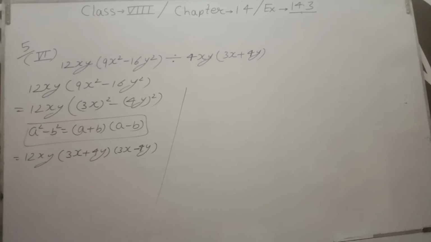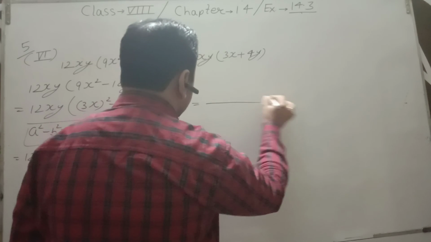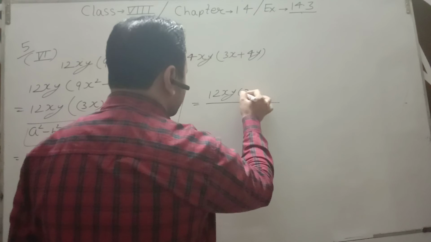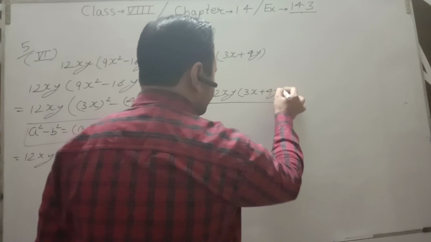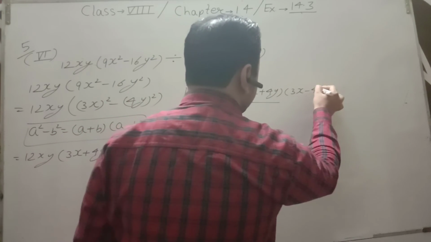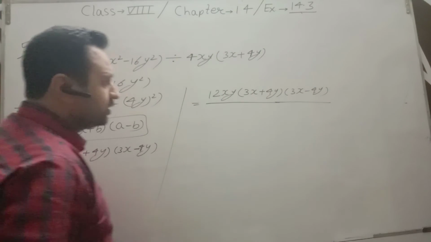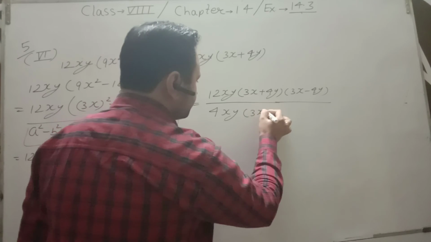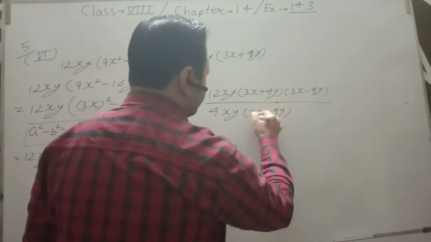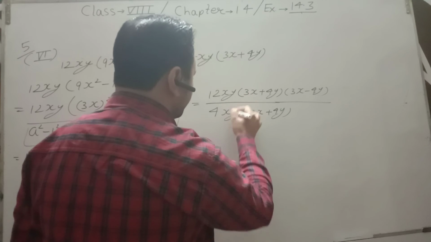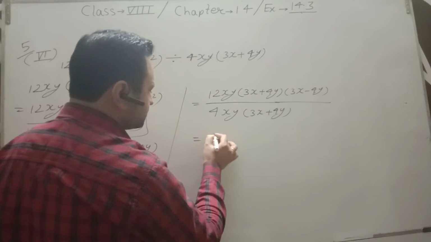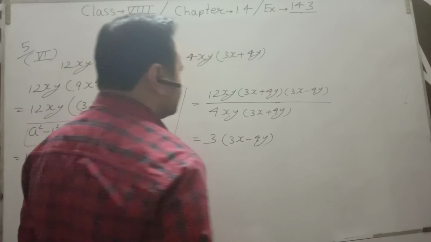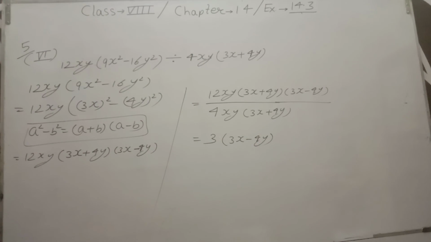Now we note down the numerator: 12xy into (3x plus 4y) in the first bracket, (3x minus 4y) in the next bracket, and in the denominator we note down 4xy into (3x plus 4y). The brackets cancel out, x and y cancel, and 12 divided by 4 is 3. So 3 into (3x minus 4y). So I hope question number 5 is clear.